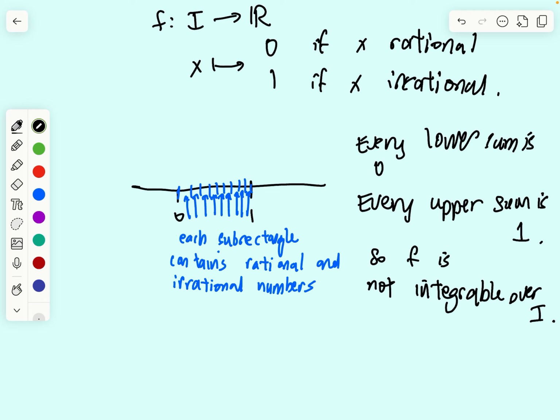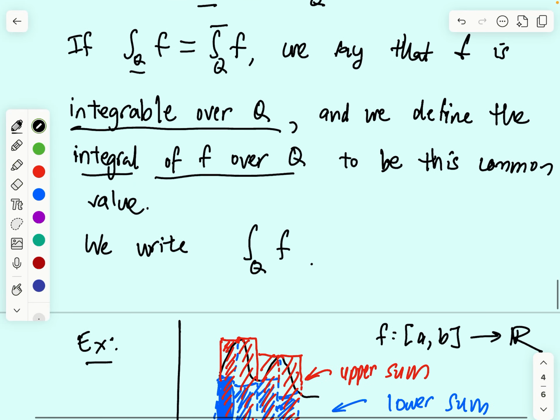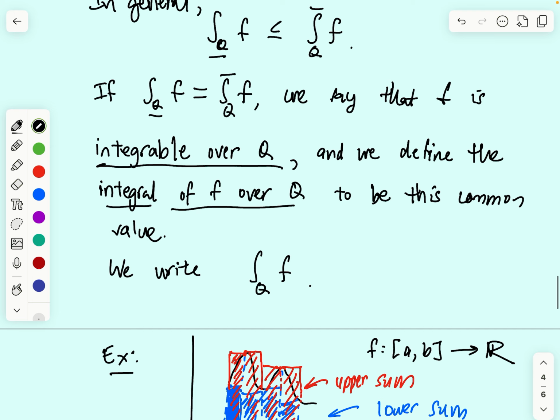Okay, that's a pretty long video as it is. In the next video, we're going to talk about conditions for which the integral exists. So the definition is not the best way to decide if a function is integrable. We're going to see other ways of working with this definition, equivalent definitions of integrability.